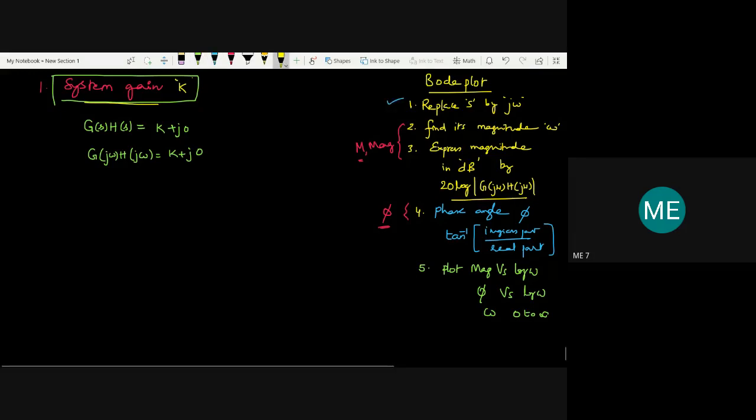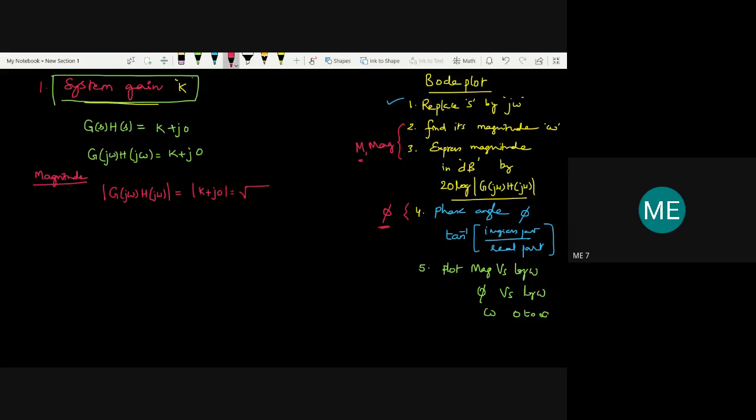Next, find its magnitude. We have the equation: mod of G(j omega)H(j omega) is equal to mod of K plus j0, which is equal to the square root of K squared plus 0 squared, which is equal to K units.